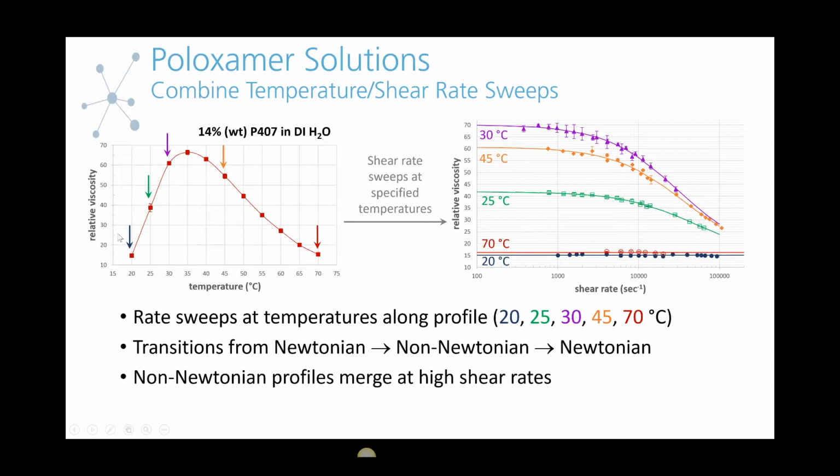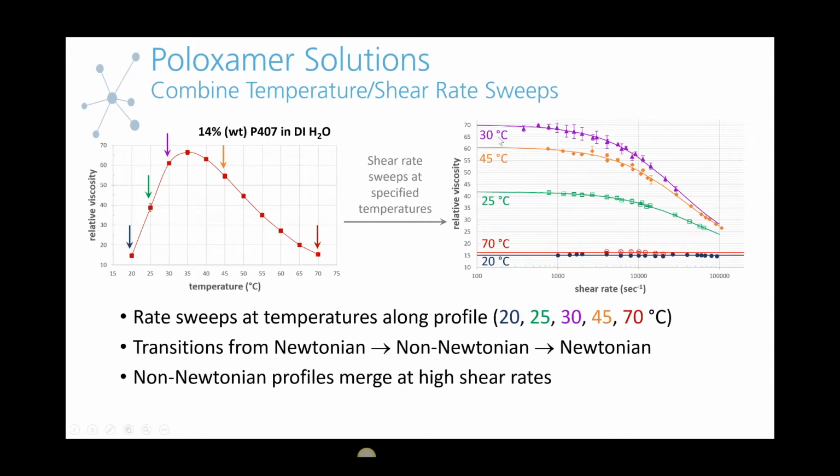And we're going to look at these temperatures that we've labeled and do rate sweeps at these temperatures. So we're looking at 20, 25, 30, 45, and 70 C. As we move on to the plot to the right, we did the shear rate sweeps at these specific temperatures. And what we see is that as we go from low temperature to high, so 20 to 70, the material starts off as a Newtonian fluid at 20 degrees C, and then becomes non-Newtonian, increasingly so, and then this behavior starts to reverse, and we go back to something that's Newtonian at 70 C.